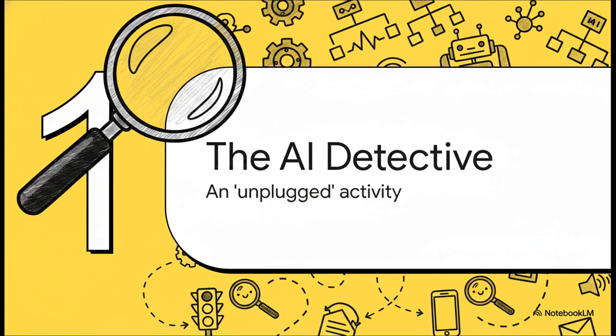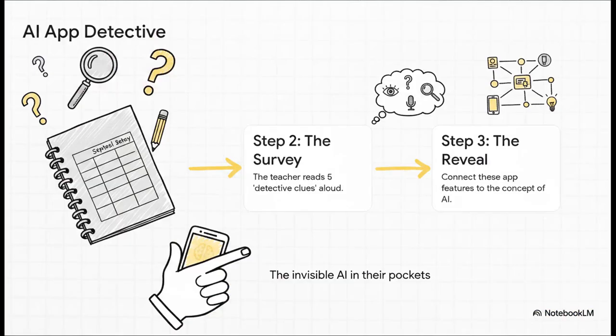This is that entry activity, and it's designed to grab their attention from the get-go. What's awesome is that it's an unplugged activity. Yep, no screens required. That helps reveal the AI that's already a huge part of their lives. Now, the beauty of this activity is just how simple it is. It's a quick 3-step survey.